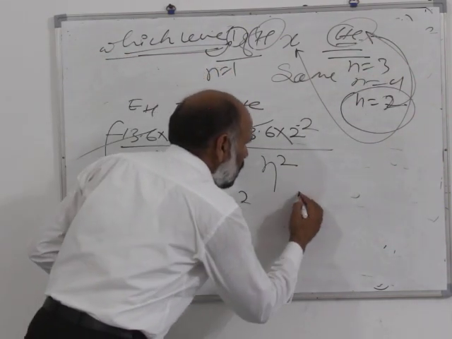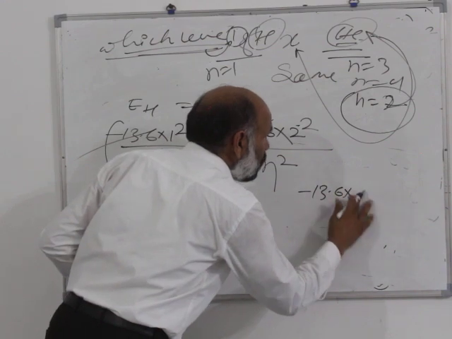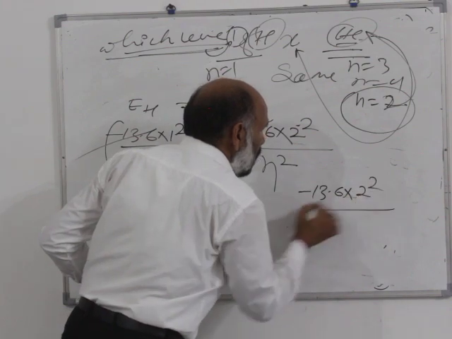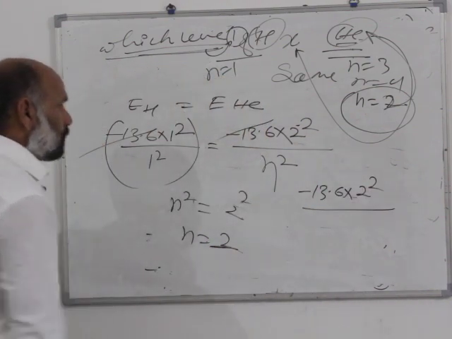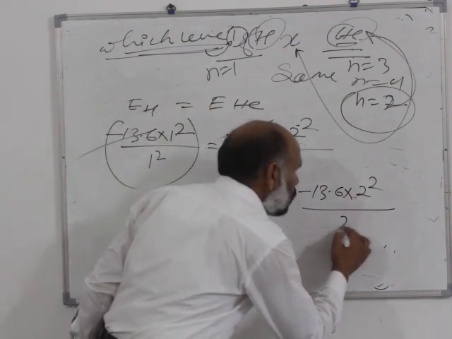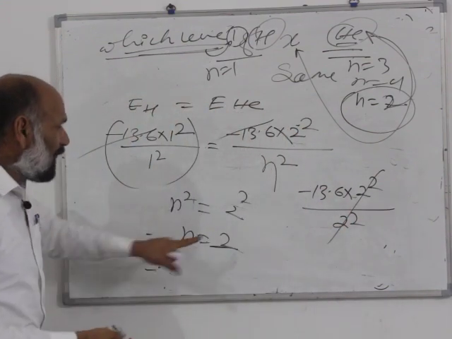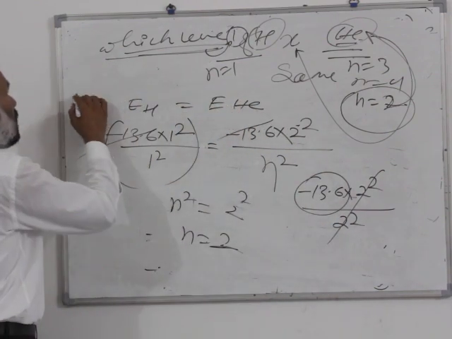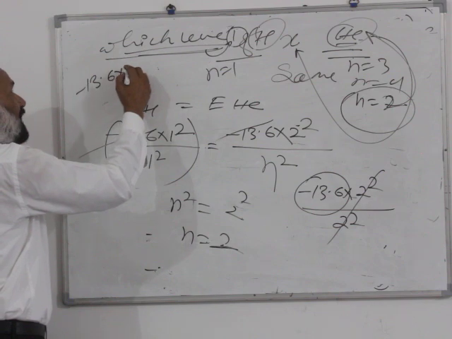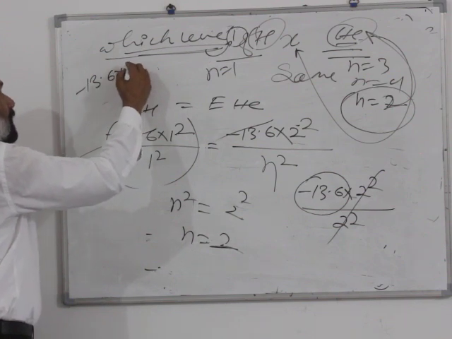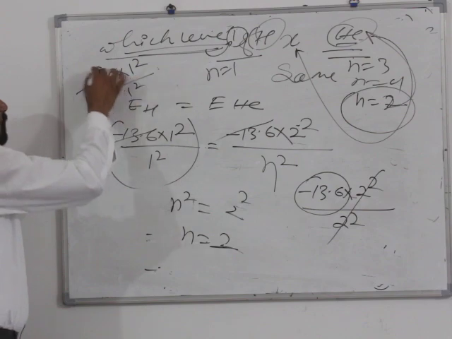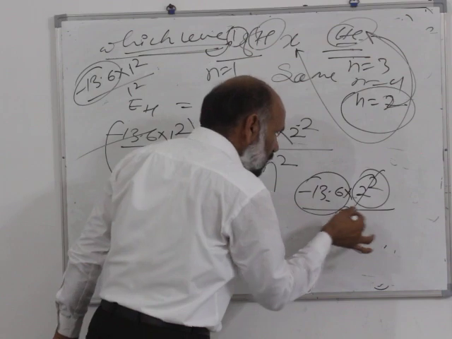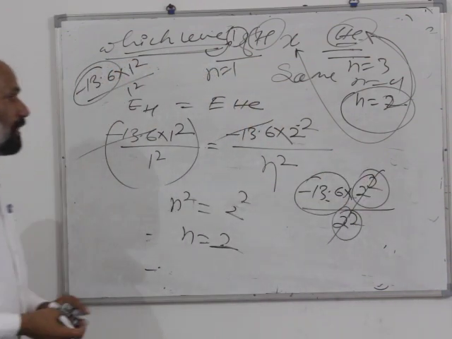Let us match this. Minus 13.6 into Z square by n square. Z for helium is 2, and n square is 2 square. Cancel. So in the second orbit of helium, the energy will be equivalent to the energy of the first orbit of hydrogen. For hydrogen, Z is 1 and n is 1. So 13.6 in the first orbit of hydrogen, 13.6 in the second orbit of helium. Okay, so this is one variety.